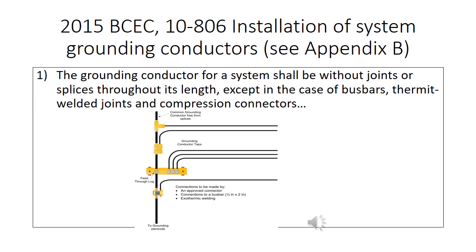The 2015 Canadian Electrical Code, Rule 10-806, discussed installation of system grounding conductors. Subrule 1 read, "The grounding conductor for a system shall be without joints or splices throughout its length, except in the case of bus bars, thermite-welded joints, and compression connectors." Rule 10-116 of the 2018 Canadian Electrical Code now replaces the former 10-806.